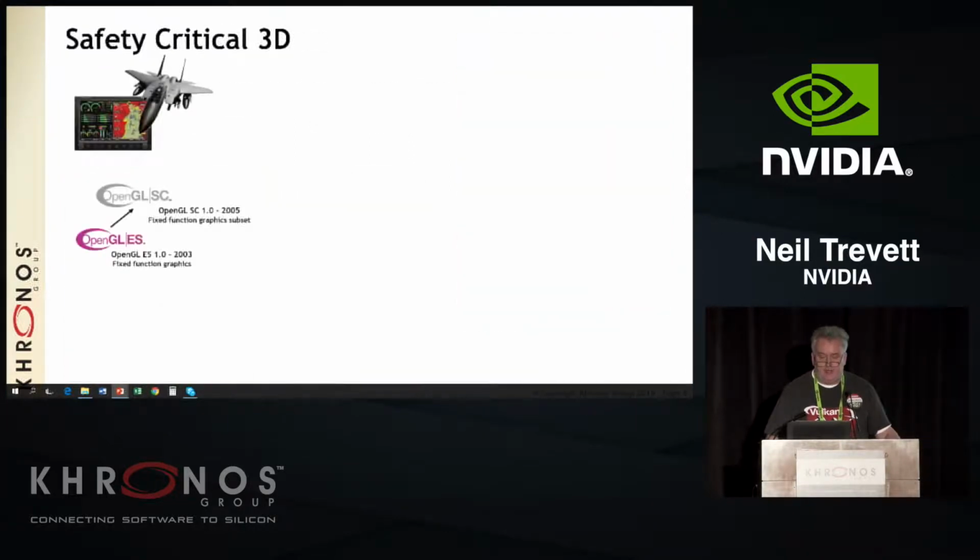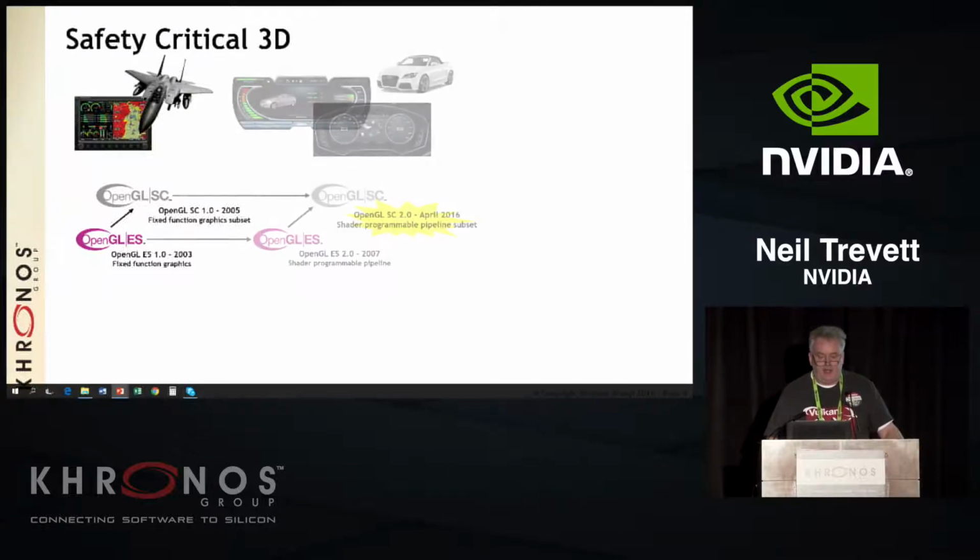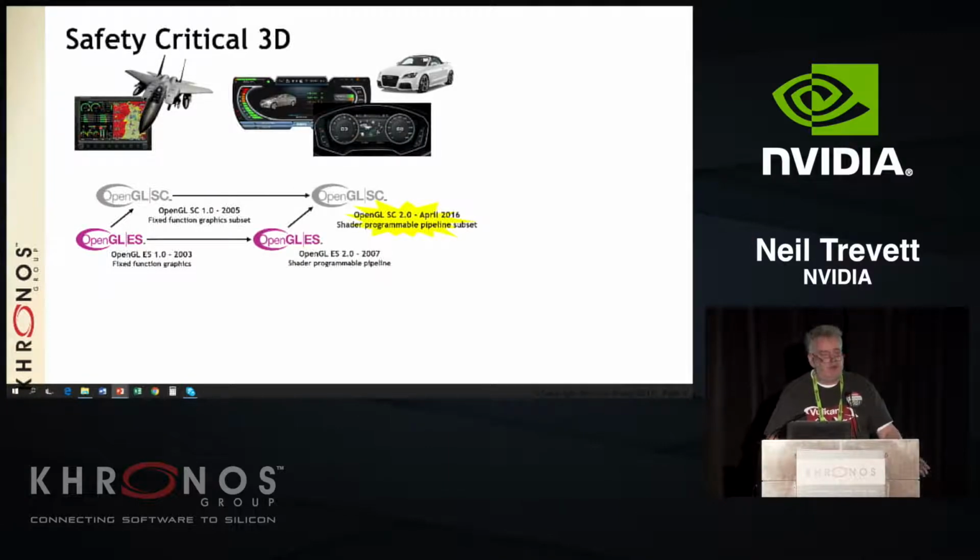Last thing before I hand over, it's not OpenGL desktop, it's OpenGL safety critical. Those of you might remember, OpenGL SC 1.0 was released back in 2005 for avionics, a subset of OpenGL ES 1.0. Well, now the automotive folks have got interested in the safety critical drivers, so we have OpenGL SC 2.0, which is a subset of ES 2, because car consoles need a little bit more eye candy than avionics displays. So that was released back in April.